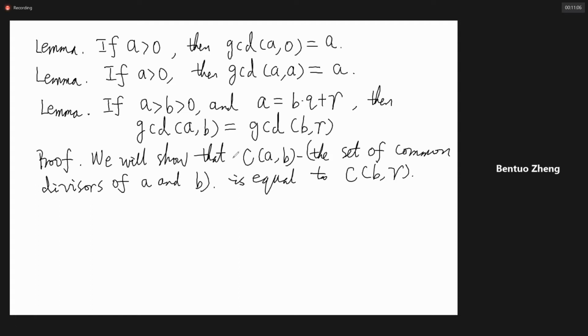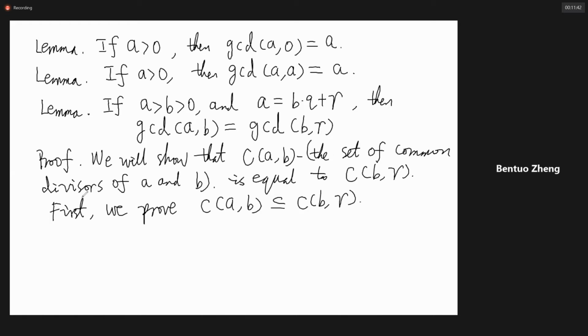To prove two sets are equal, recall the strategy. We first show one set is a subset of the other, and then show the other set is a subset of the original set. So first, we prove C(a,b) contains C(b,r).